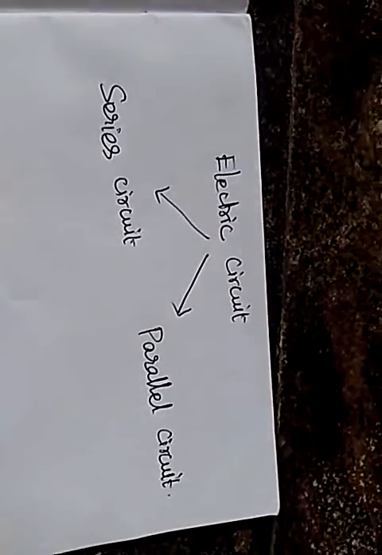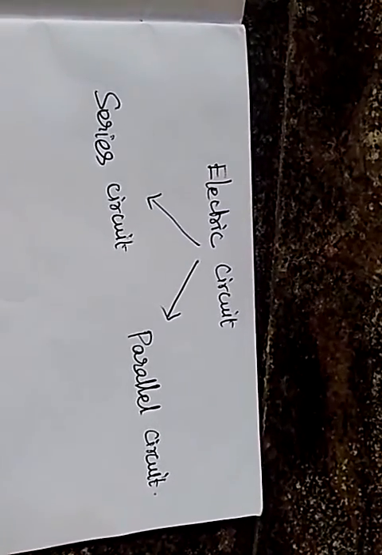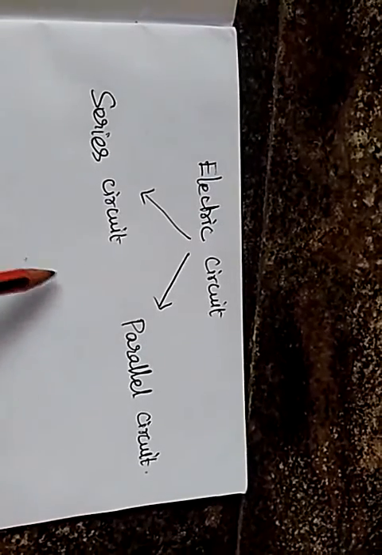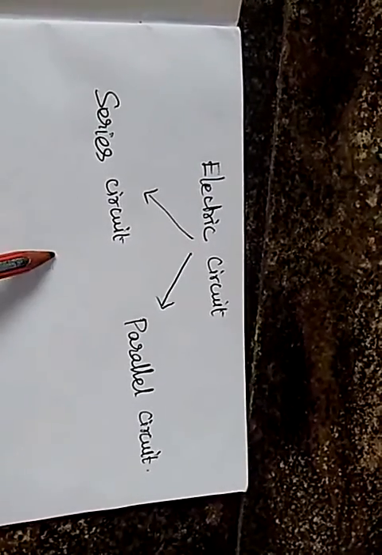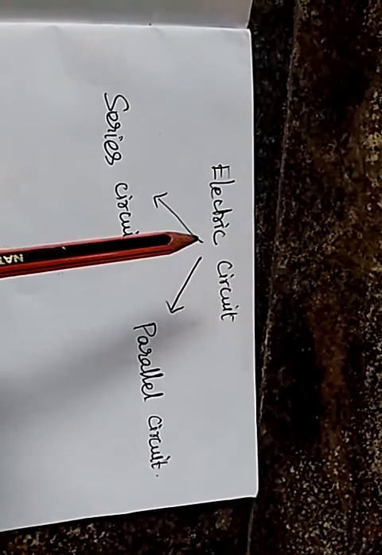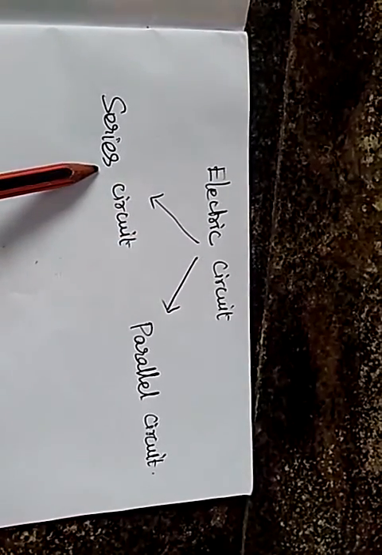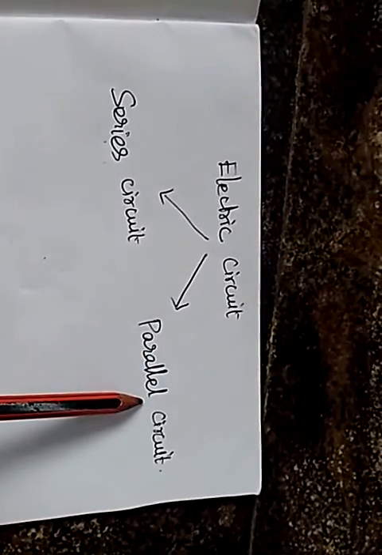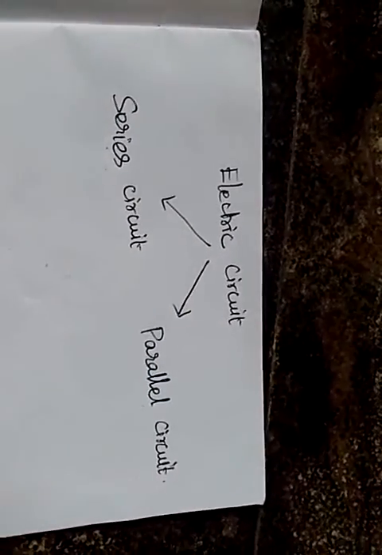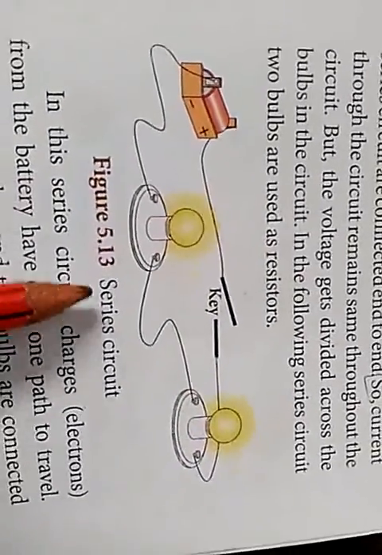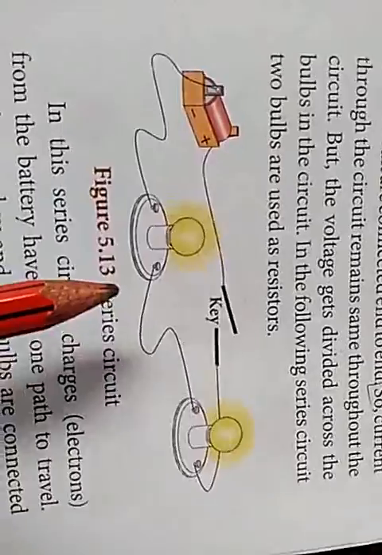Next, in the electric circuit, there are two basic ways to connect these components. They are series and parallel. The electric circuit has two types: one is the series circuit and the second one is the parallel circuit. Students, see that picture. This is the series circuit.